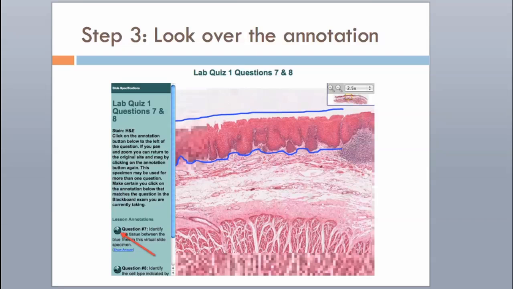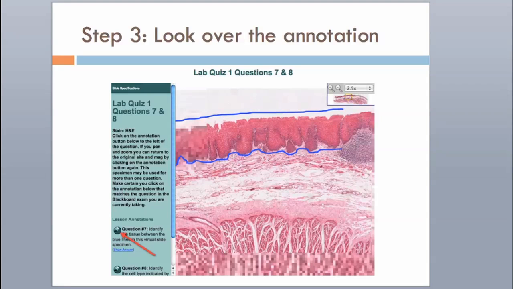All right, step 3 is very simple. You're just going to look over the annotation that regards to the question that we're asking. So right here, you're going to click this button right next to question 7, and it'll bring up this slide right here, and it'll show you the blue lines that the question is referring to.